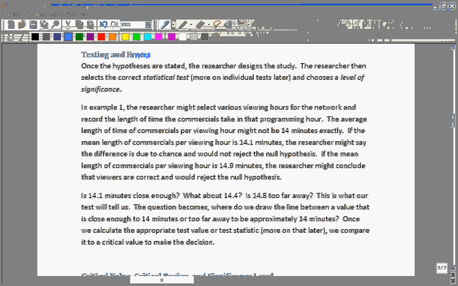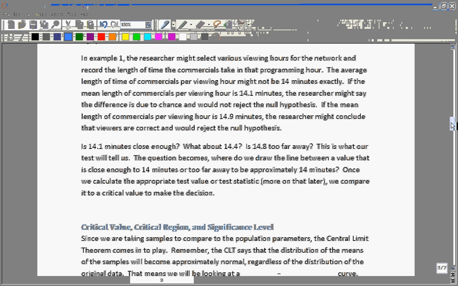But if the mean length of commercial hours is 14.9 minutes, the researcher might conclude that viewers are correct and they would reject the null hypothesis. Maybe that number is large enough to say, I think we're a little bit more than 14 minutes. And so we would reject the null hypothesis that says commercials are 14 minutes on average and say that, yeah, they're a little bit longer.